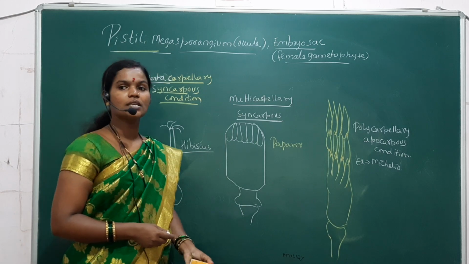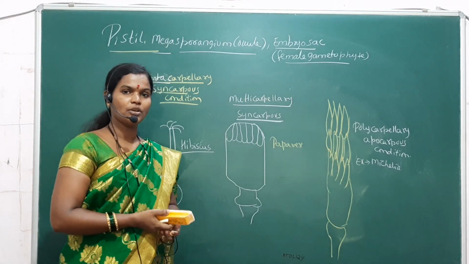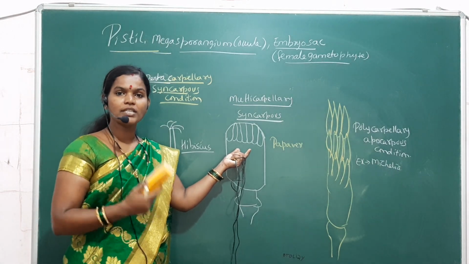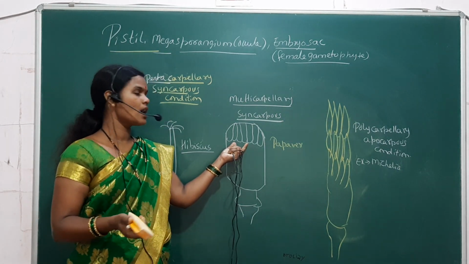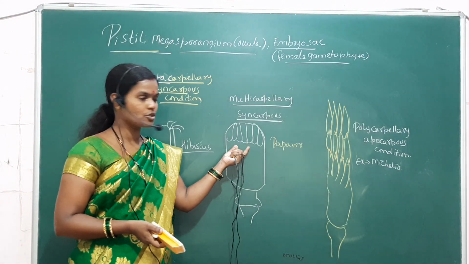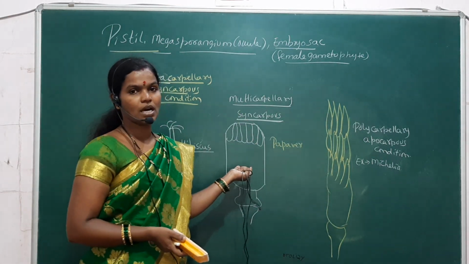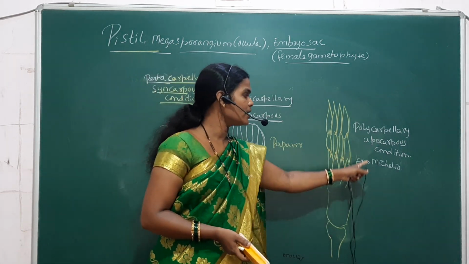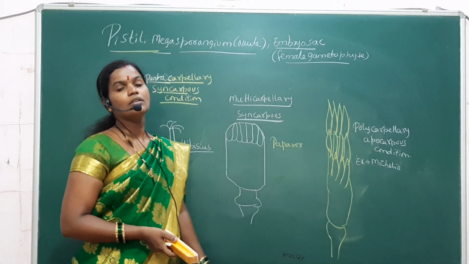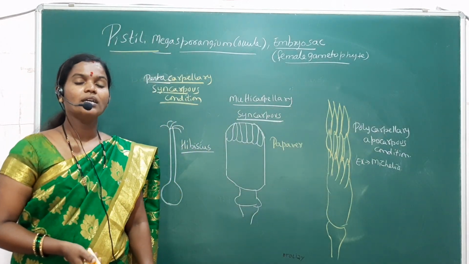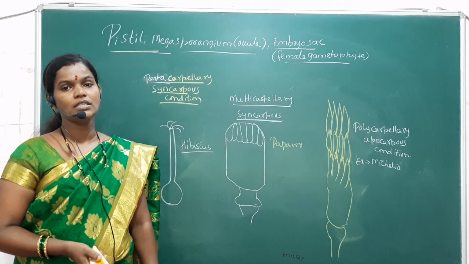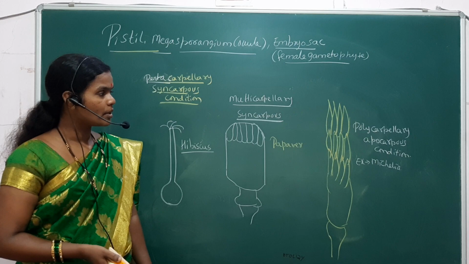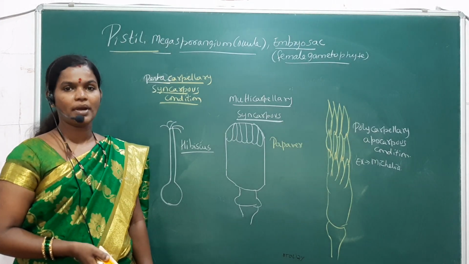Then multicarpellary syncarpous means presence of many carpels, and these carpels are fused in nature. That is the multicarpellary syncarpous condition. Example papaver you can see. And polycarpellary apocarpous condition: here so many carpels are there, but they are free in nature. That is called polycarpellary apocarpous condition. Example Michelia.